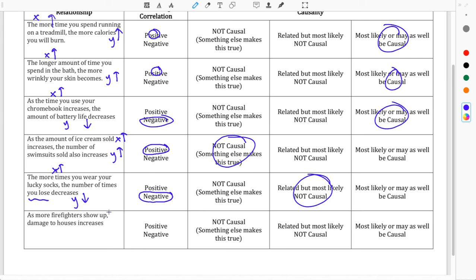As more firefighters show up, the damage to houses increases. So that's a positive correlation. But firefighters showing up does not cause damage. It just means there's a bigger fire. So they're related, but the firefighters don't cause the fire to increase. All right, cool. Next page.